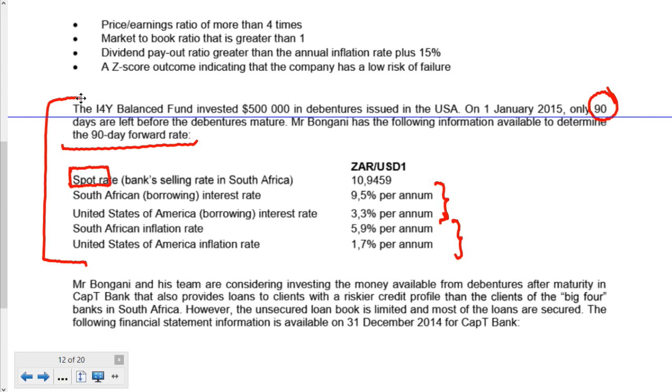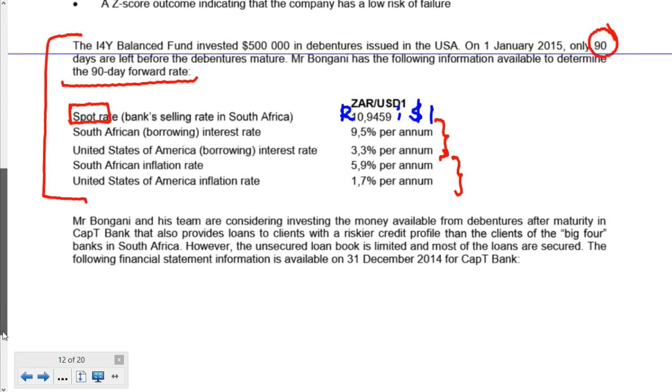So today we have $1 equal to 10 Rand 95 cents, or 9459 cents. The South African interest rate is 9.5% per annum. The US interest rate is 3.3% per annum. So in 90 days, I want you to tell me what the rate is, and then do the same with inflation.